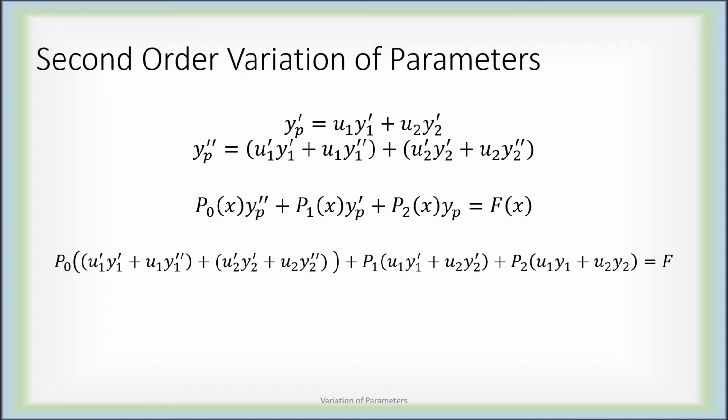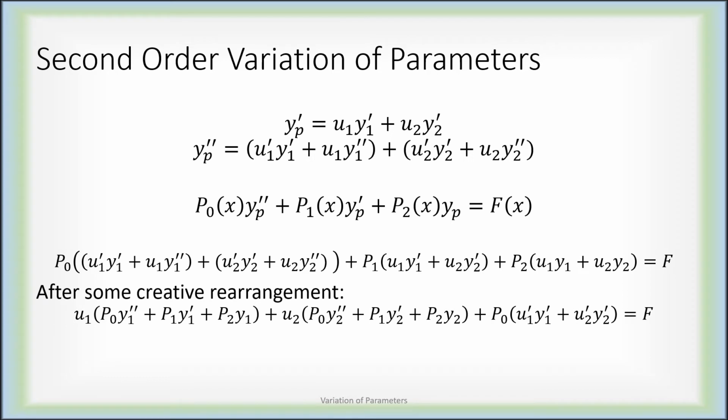It's a little messy at first, but here is p0 times yp double prime plus p1 times yp prime plus p2 times yp equals capital F. After we rearrange a bunch of terms, we're factoring out a u1 from a bunch of terms and a u2 from a bunch of terms, leaving behind just this extra stuff. But now notice what's been left behind after factoring a u1: p0 y1 double prime, p1 y1 prime, p2 y1. And what's multiplying u2? p0 y2 double prime, p1 y2 prime, p2 y2.